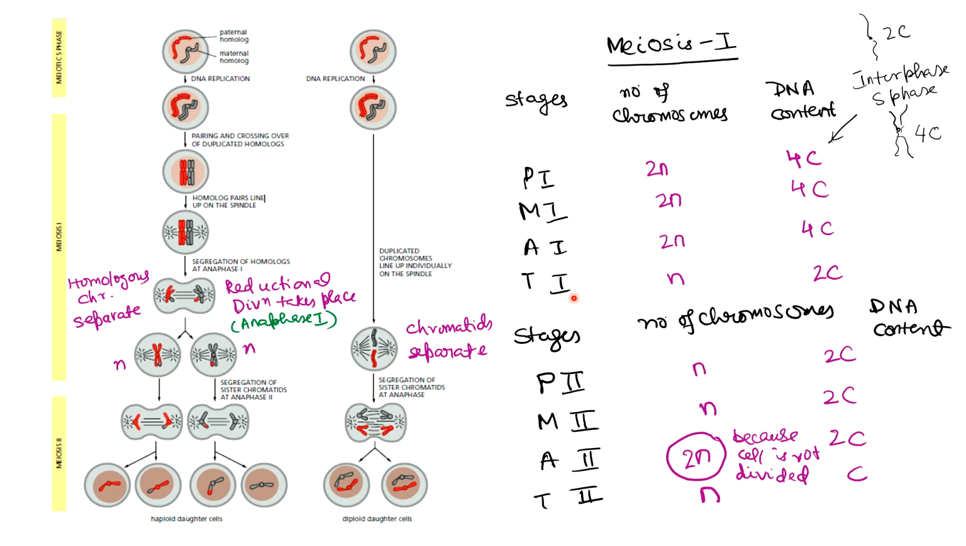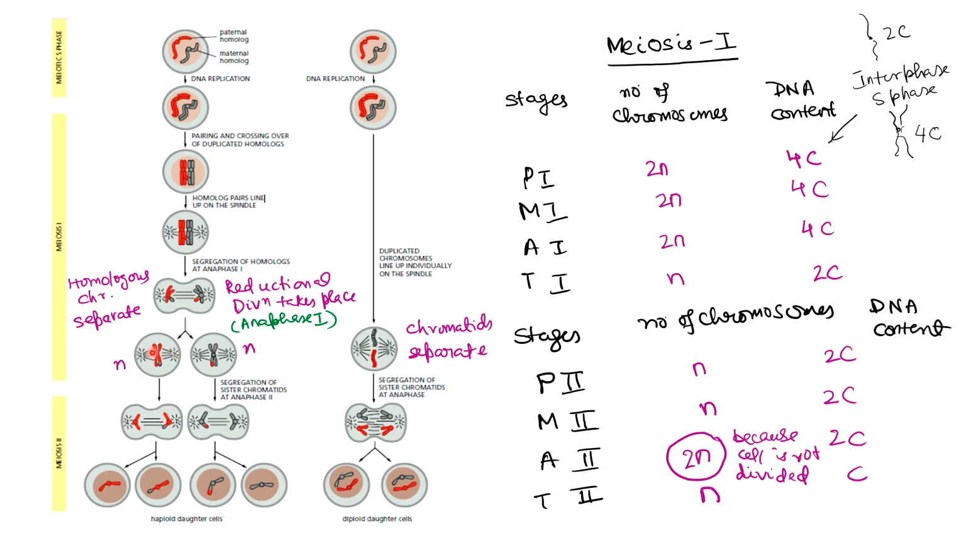But if we see in telophase, after telophase 1 is completed, two cells are formed. Each cell has one half of the homologous chromosomes. The other half is in the second cell which is formed. So how many chromosomes will be there?